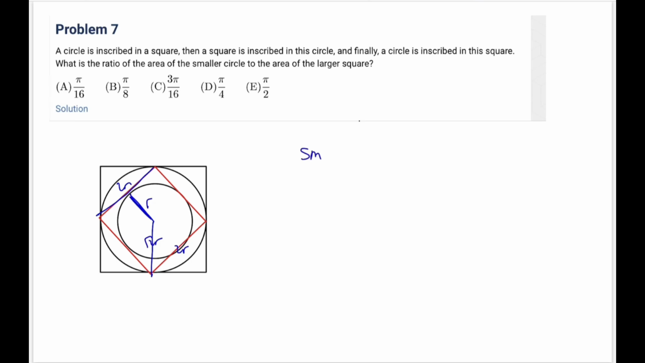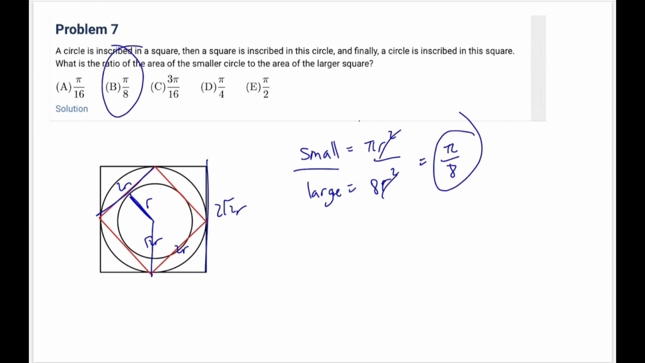So the smaller circle, this is pi r squared, and the large circle, this is root 2 r squared, right? So it's 2 pi r squared. And so the smaller circle to the area of the larger circle, no, it's the larger square, right? So this is 2 root 2 r. So the largest square is 8r squared. So the answer is this over this. It's pi over 8 since these two cancel. So pi over 8, the answer is B.